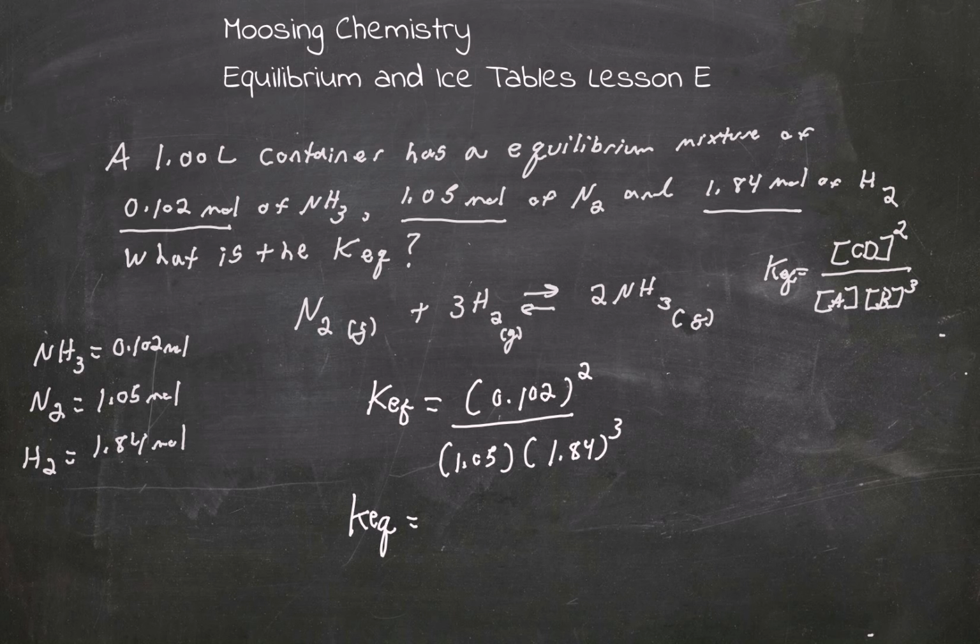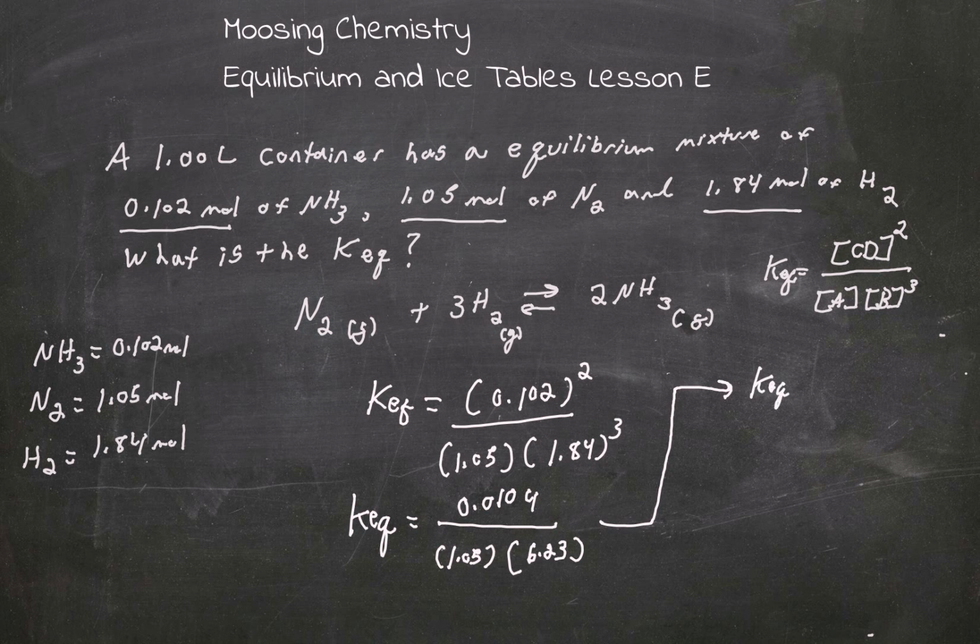We take 0.102 raised to the second power, and that gives me 0.0104 on the top. Then we have 1.05. Now we have to cube 1.84. So we go 1.84 caret 3 to cube it, and that gives me 6.23. Now we're going to take all this and finish the problem.